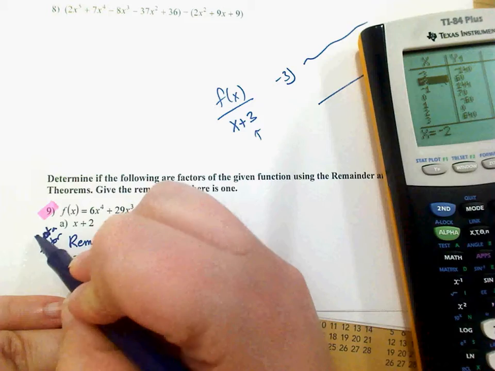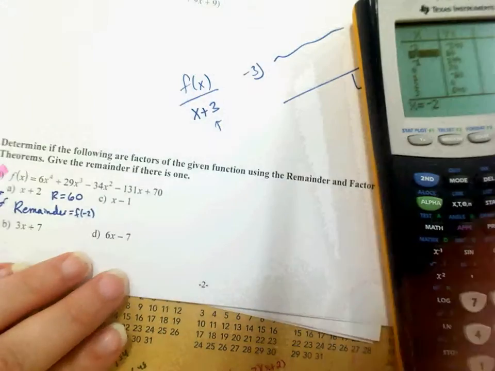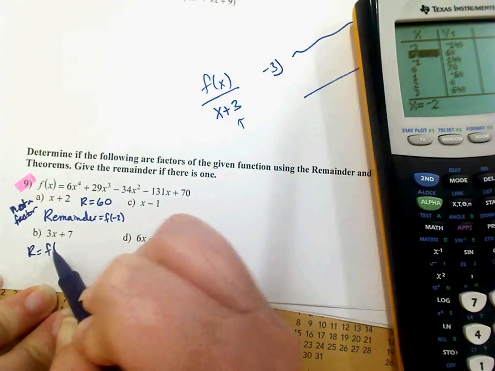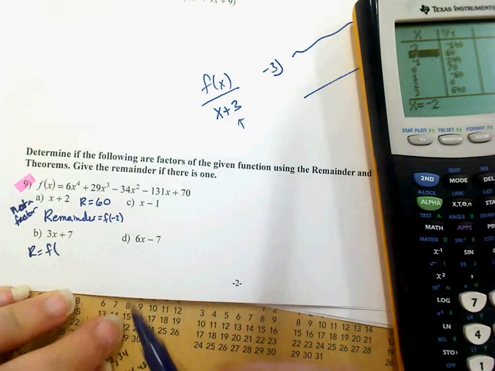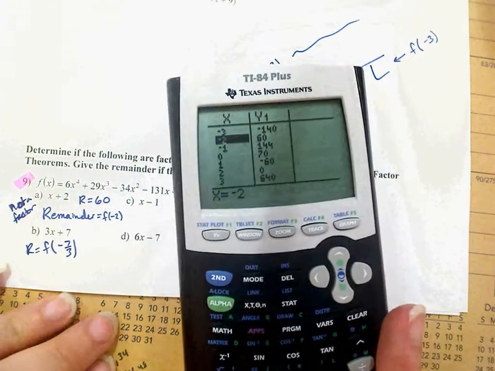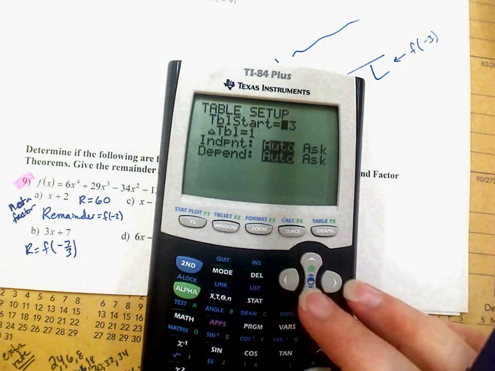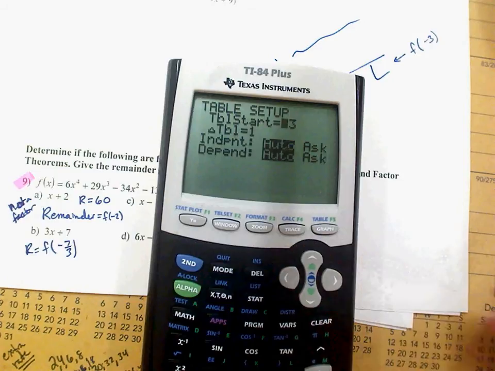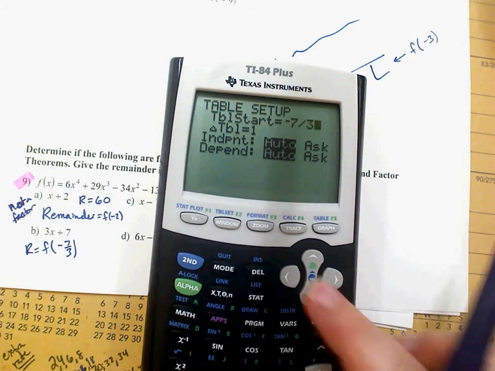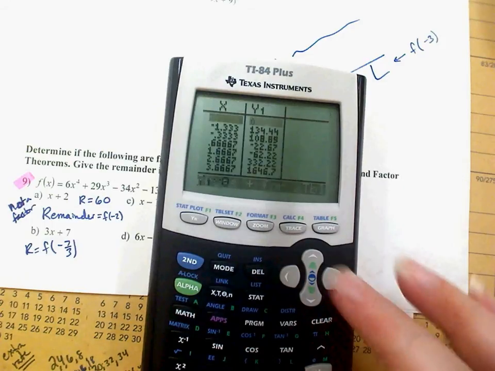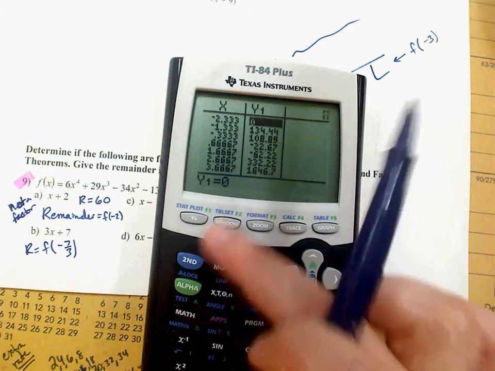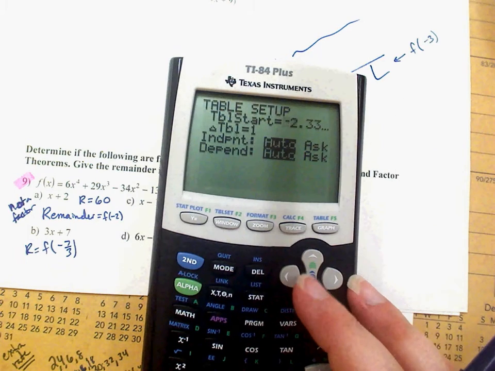Okay, so now on B, we're going to do the remainder equals f of the zero of 3x plus 7, which is negative 7/3. That's not as easy on here, but what I can do is go to second table set, and I can either have it start at negative 7/3, and then go to the table, and there it is, it's 0. Or I can have it go back to start at 0, and then just do ask.